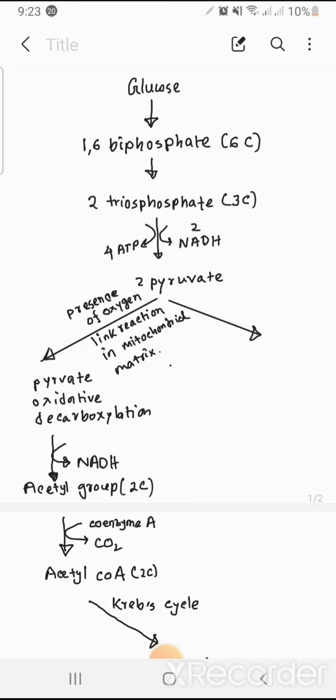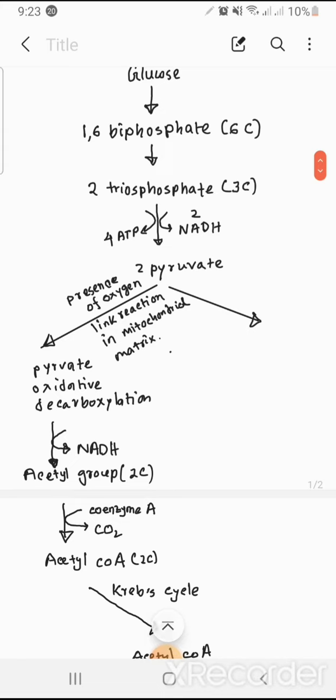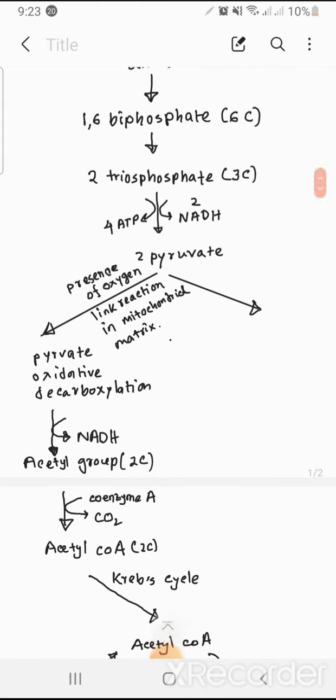Now when it becomes 1,6 biphosphate, it is broken down into 2 triose phosphate. Triose means 3, so it was a 6 carbon molecule. You know that glucose is a 6 carbon molecule, right? So when it is converted into 1,6 biphosphate, there's just a phosphate added to the glucose, and it's broken down into 2 triose phosphate. This triose phosphate then produces 2 molecules of pyruvate.